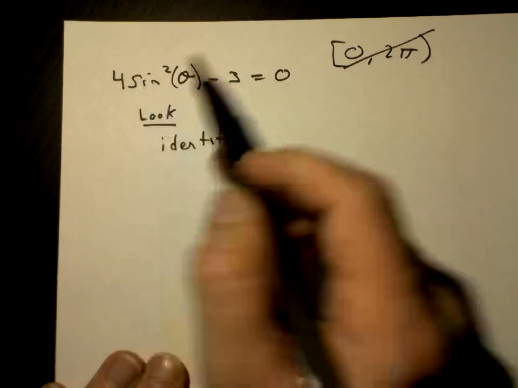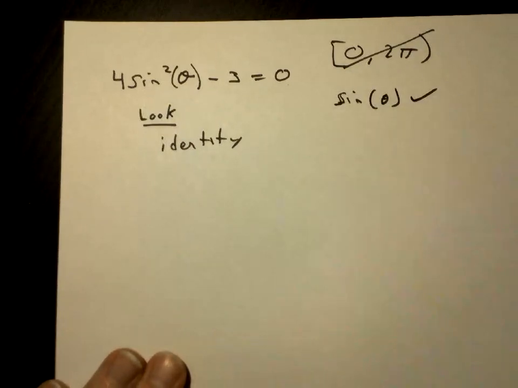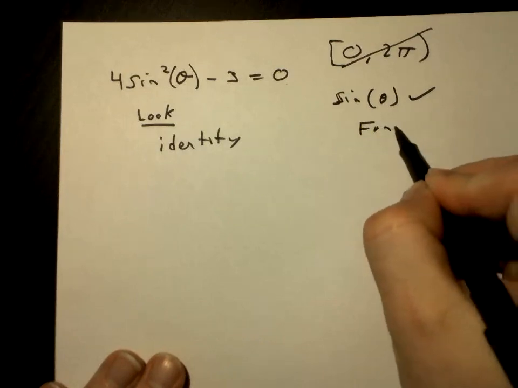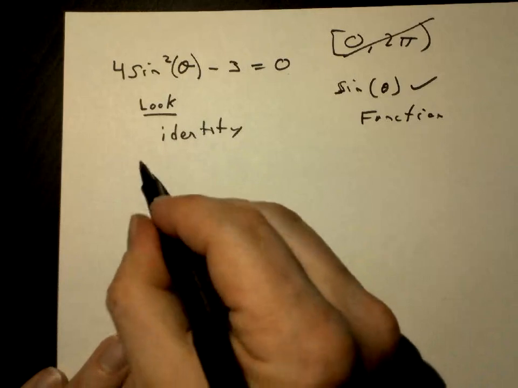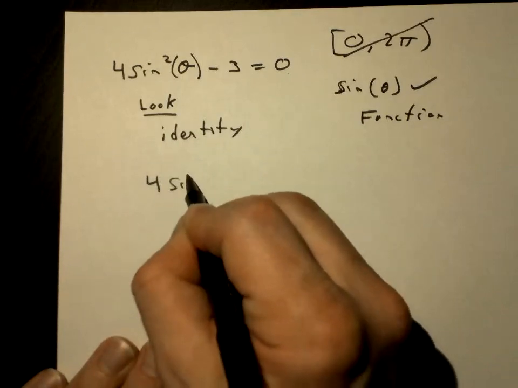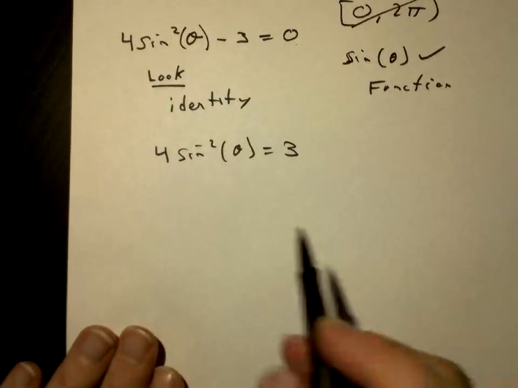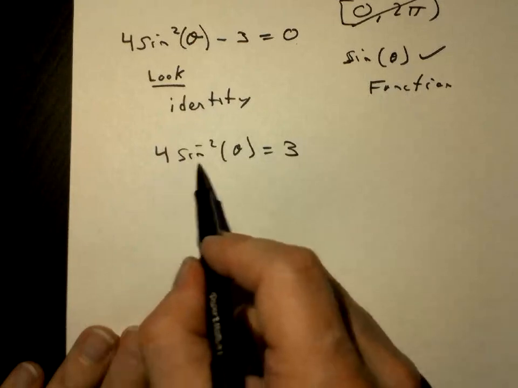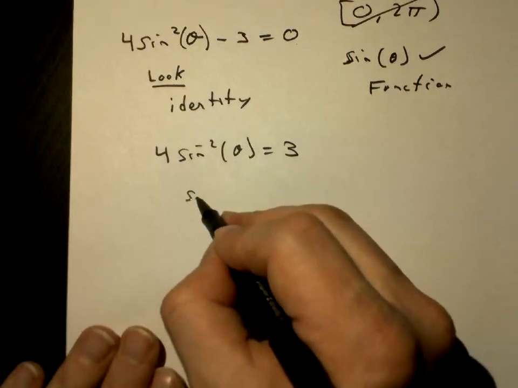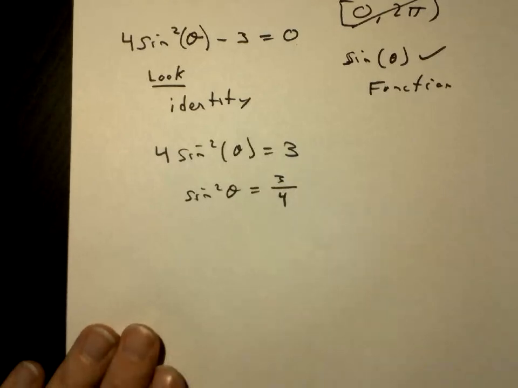Because remember, we're trying to get sine, because that's a function. That's a function. So let's try to get that by itself. So I'm going to go 4 sine theta equals 3. Well, remember, I'm trying to get just a sine, because that's a function. I'm going to divide by 4. So I'm going to go sine theta, and I'm going to go 3 over 4. All right, that looks a little bit better.